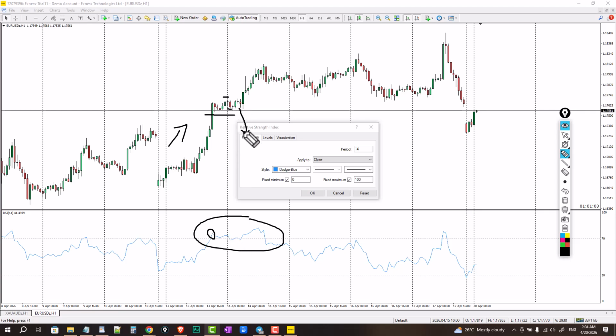But then you could see that even though the indicator was telling us that price was overbought, price never really turned down. It just kept moving up, and the indicator's blue line just stayed above the 70 level, telling us that price is still overbought, but it never really moved down.